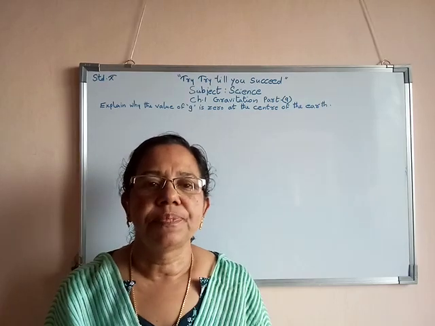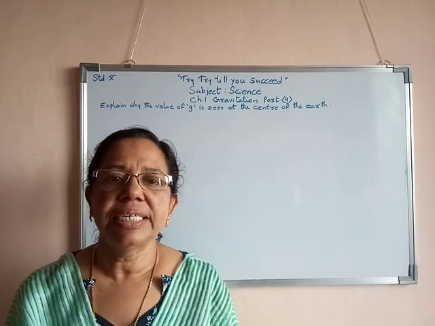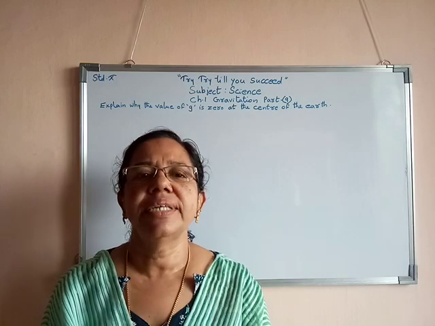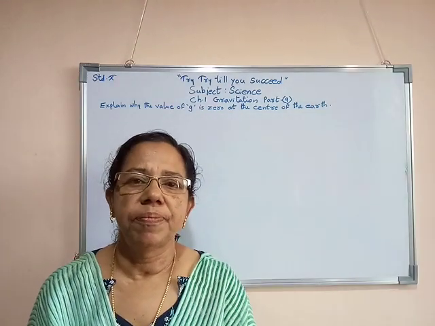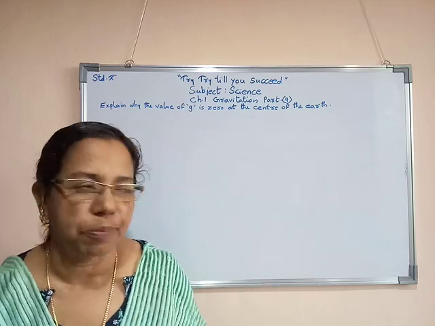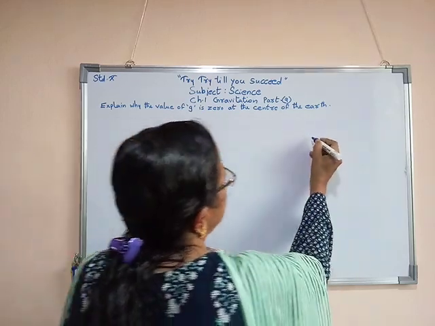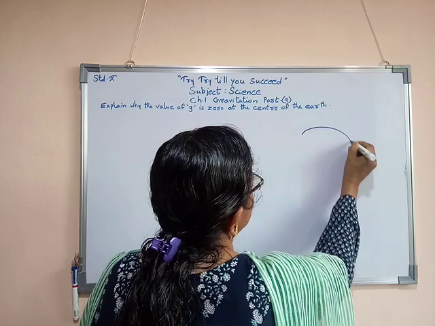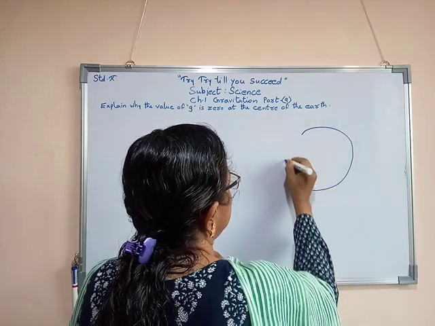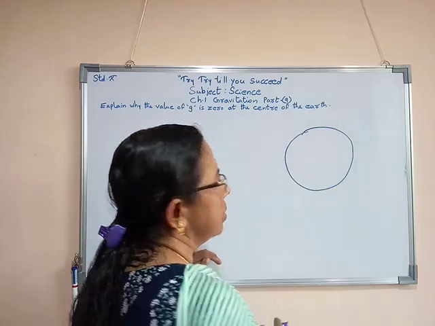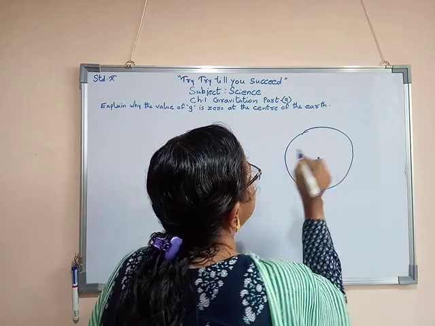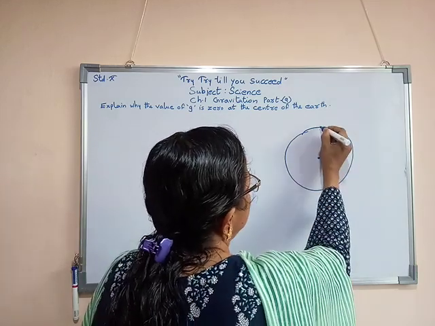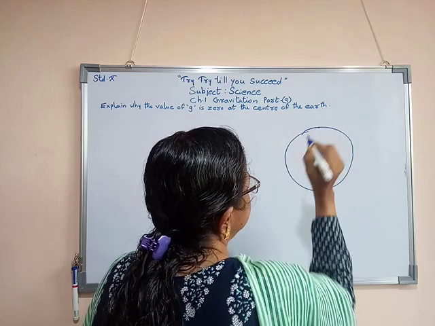Let us study why the value of g is 0 at the center of the earth. For that, with the help of a diagram, I will explain. Just see, this is the earth. This is its center. Here one object is there.